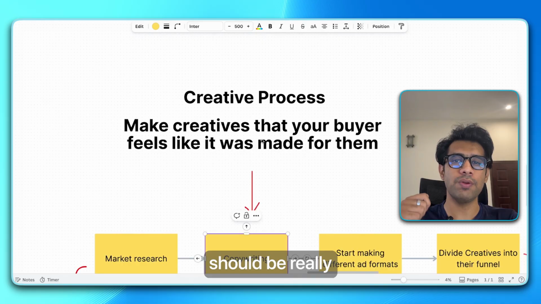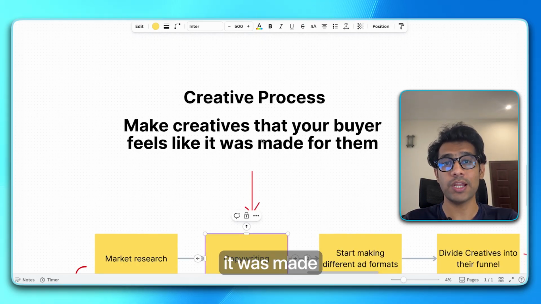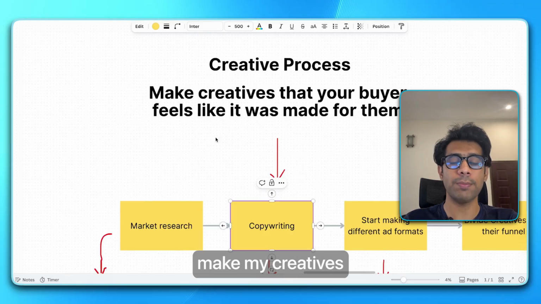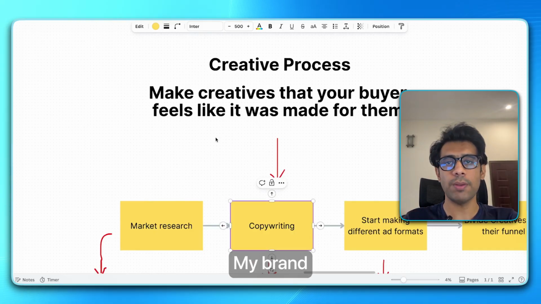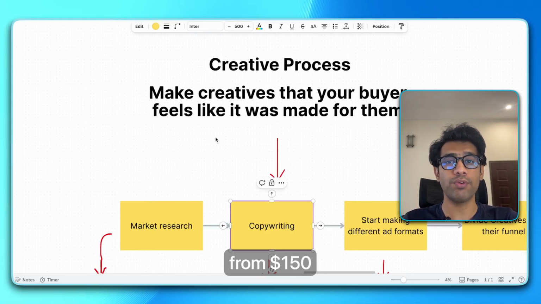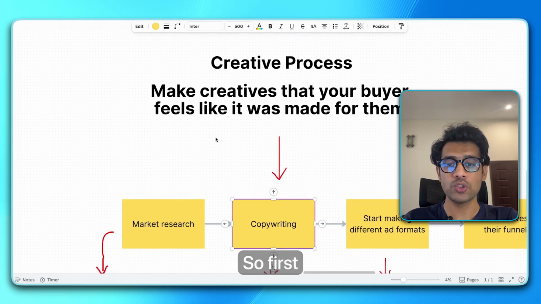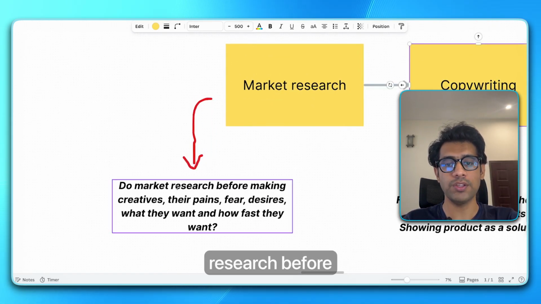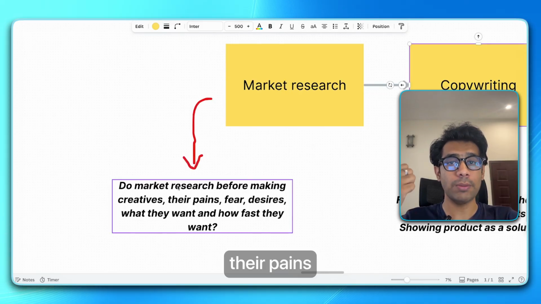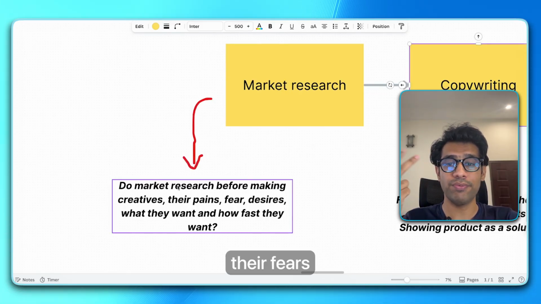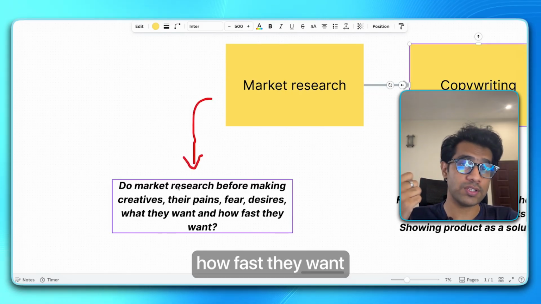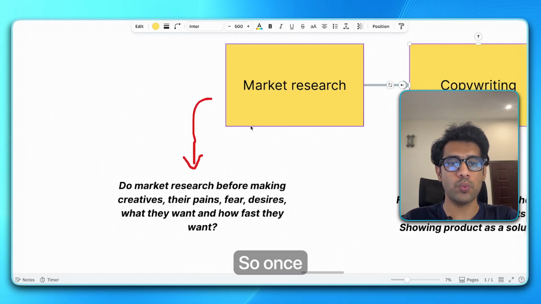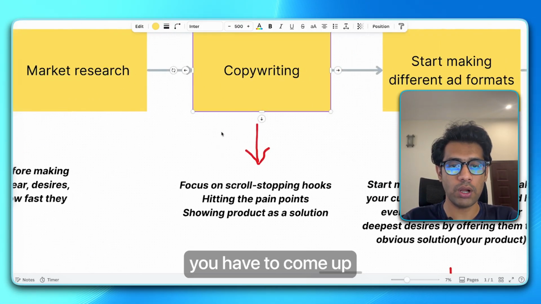Your creative should be really, really good, so that your buyer feels like it was made for them, right? There are four exact processes that I followed to make my creatives, and it not only scaled my brand, it reduced my CPA from $150 to $67, right? So first and most important is market research. You have to do your market research before making creatives, finding out their pains, their desires, their fears, what they want, how fast they want it, or what things are making them unable to sleep, right?